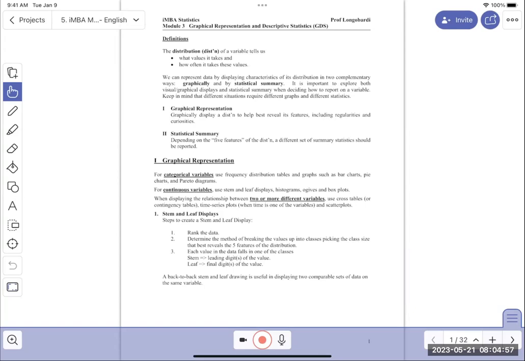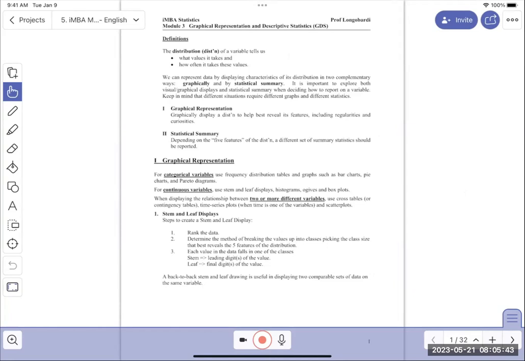But things start pretty much over back in module 3, the material I call GDS, Graphing, Representation, and Descriptive Statistics. So do you have any questions regarding module 3? Any homework, quiz questions? Check the chat. Well, that's good. So what about module 4? Normal distribution.